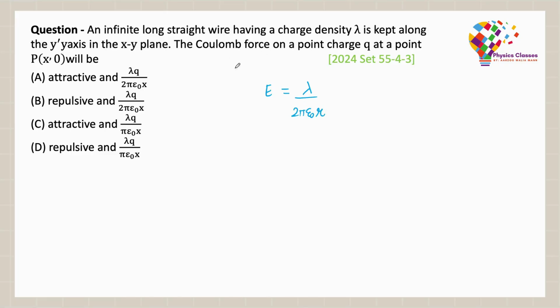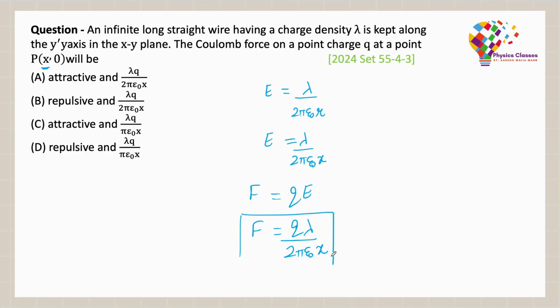Now in our situation, the distance is x, so my electric field expression would become lambda by 2 pi epsilon naught x. Since I want to write down the force, my force would be charge times the electric field, so the expression for force comes out to be q lambda by 2 pi epsilon naught x. This is my expression for the force. Now, whether this force is attractive or repulsive: the charge density is positive and q is also positive. Since both of them are positive, there would be repulsion between them, and hence option B would be the correct answer. Repulsive and lambda q by 2 pi epsilon naught x.